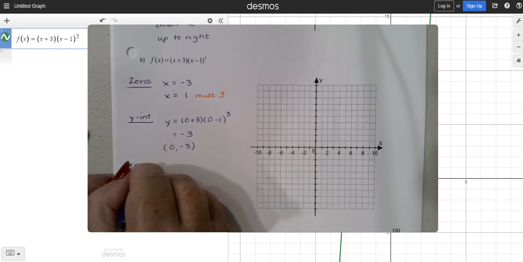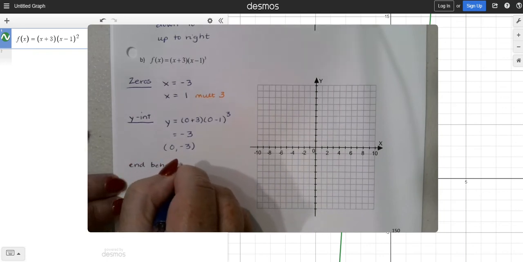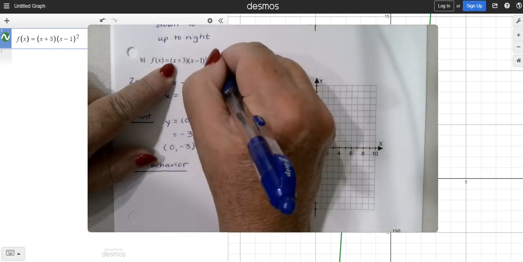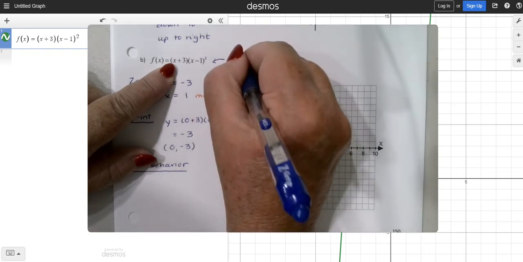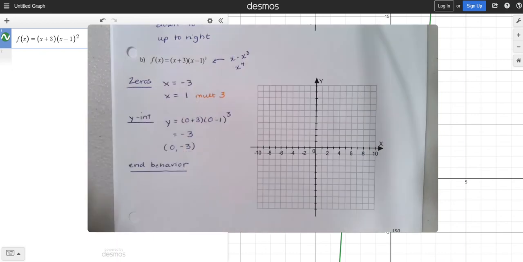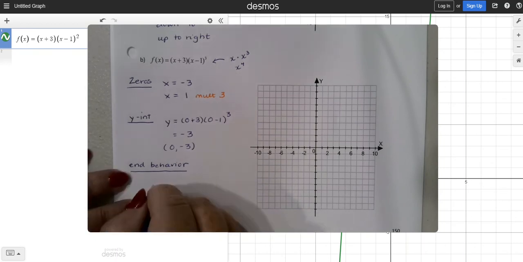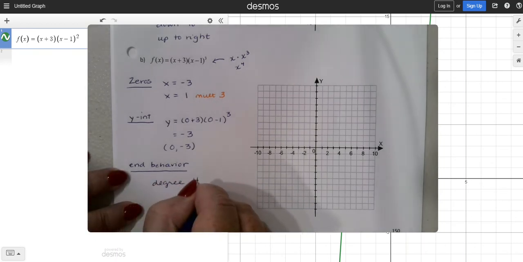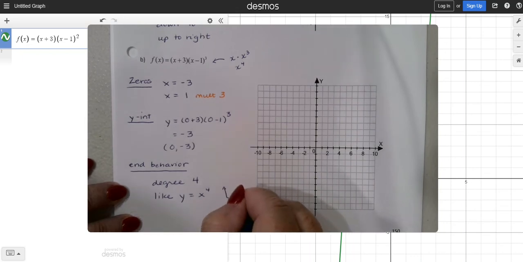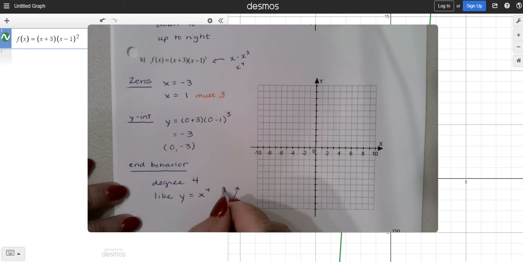And if I want to predict the end behavior, this would have an x to the first times an x to the third. So there's going to be an x to the fourth in the multiplied out version of this. So my degree is 4. That means my end behavior is going to be like y equals x to the fourth, which I know is the kind of flattened parabola look. And I know it goes up to both the left and the right.